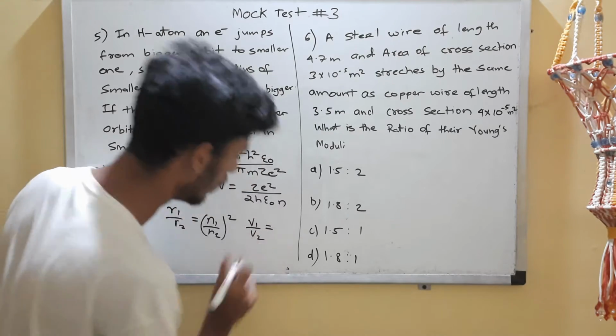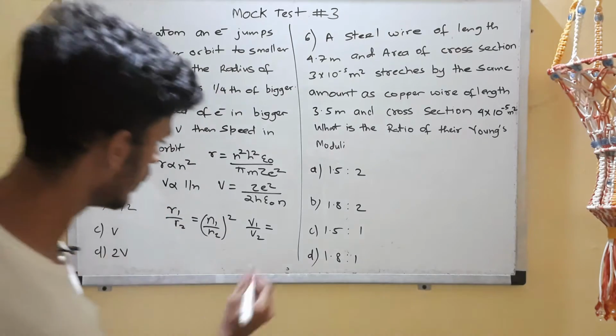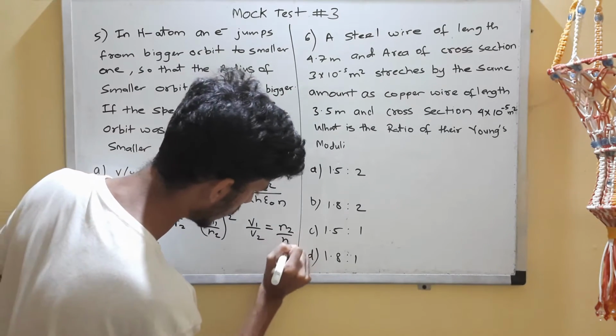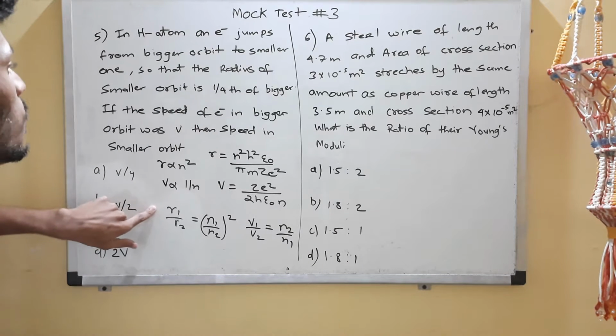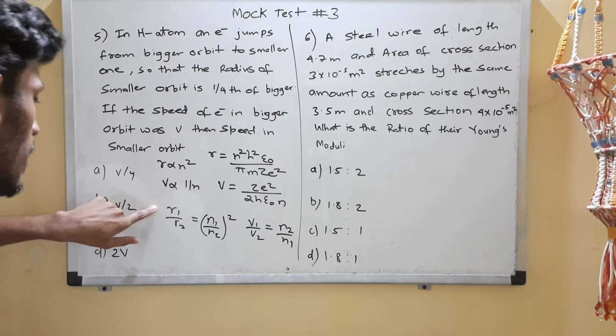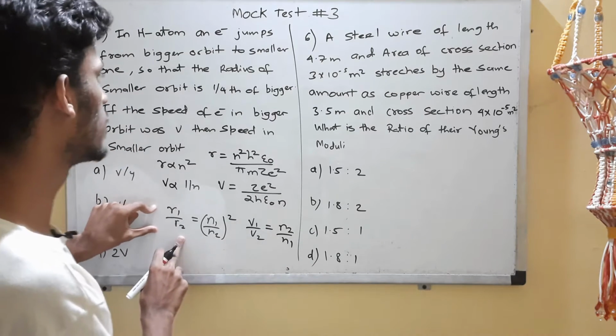So v1 by v2, velocity in the bigger orbit divided by velocity in the smaller orbit, that will be n2 by n1, right? Inverse relation. Yes. Okay. So here we know the radius of the smaller orbit. So r2 is the smaller. We'll consider 2 as small. Okay. So r2 is the smaller one.